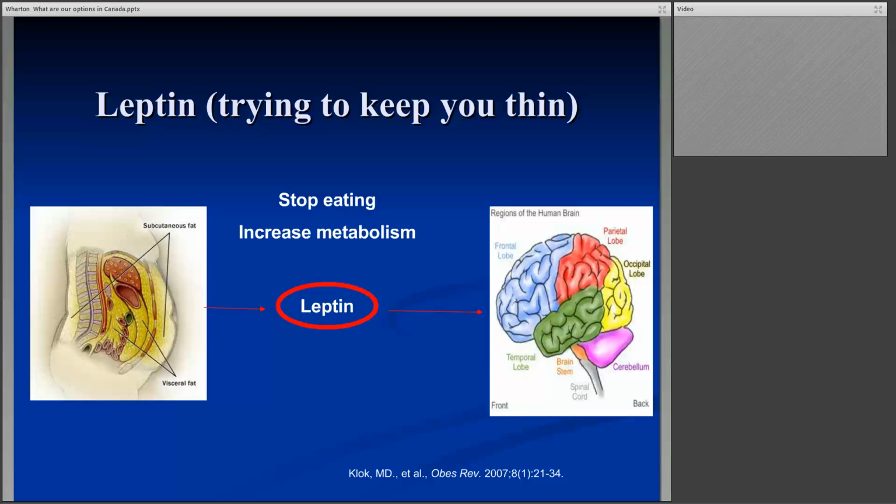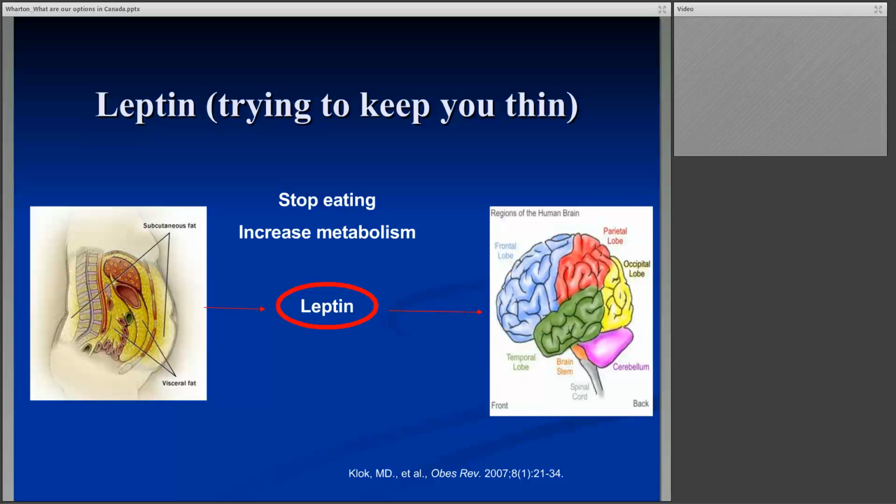But don't forget, leptin is made in the fat cells. I know people living with obesity have a lot of leptin. So what's the problem? Why isn't the message getting to the brain? Well, the message gets into the brain, but it's not received properly.